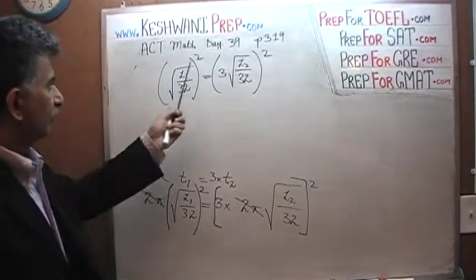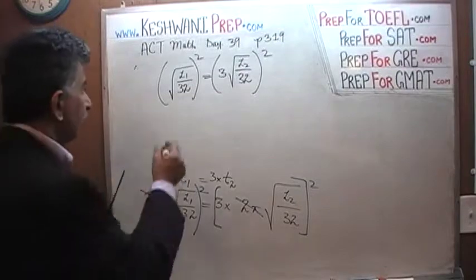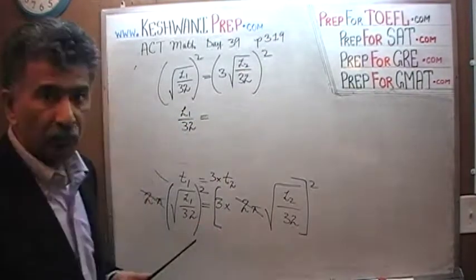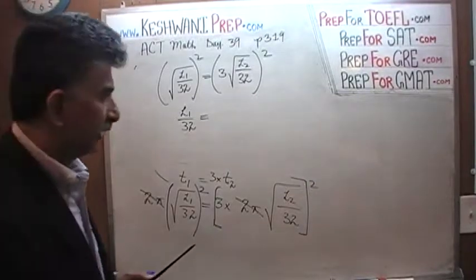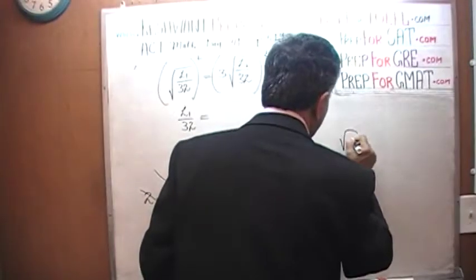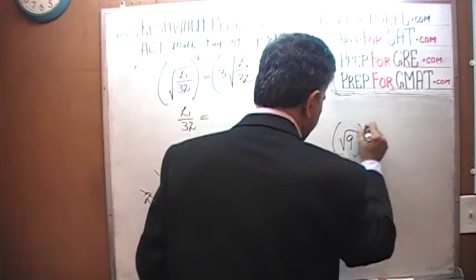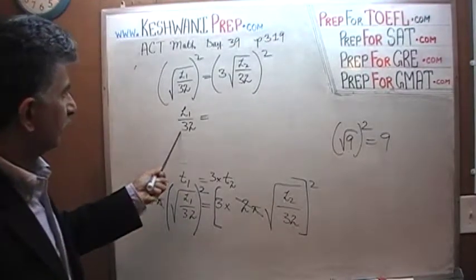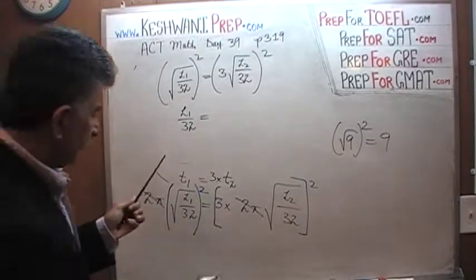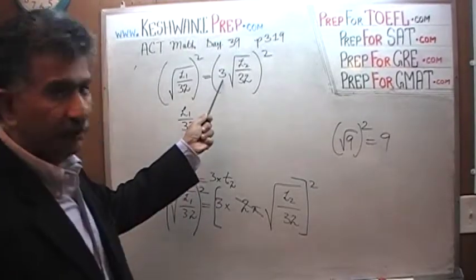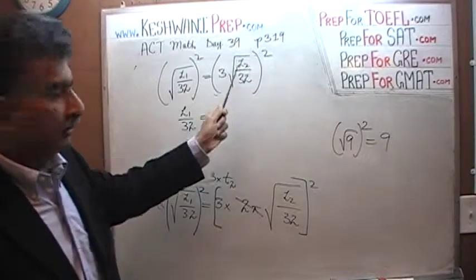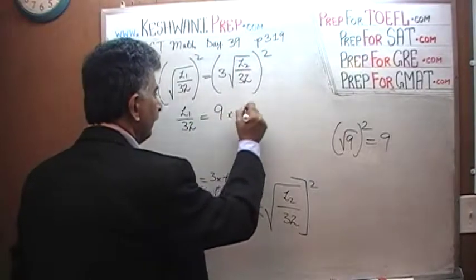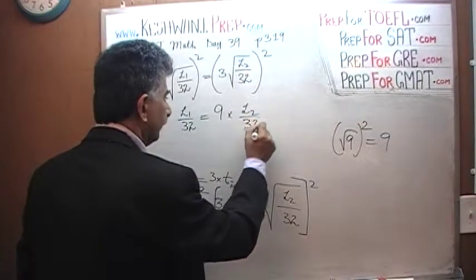And of course, the square of the square root of some quantity, the square root sign goes away and it's just L1 over 32, because taking the square of a number and taking the square root of it, they negate each other. Obviously we know that. The square of the square root of 9 is just 9. Here, this is where you have to pay attention. We have 3 and it is being squared. So it becomes 9 times L2 over 32.